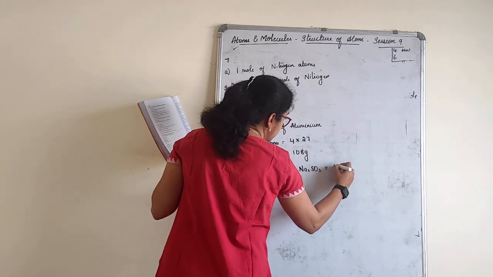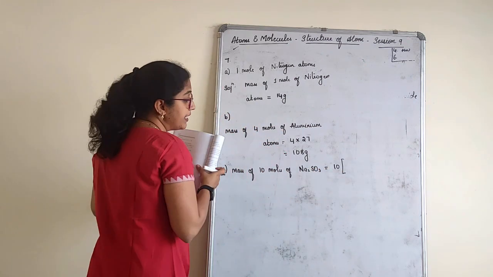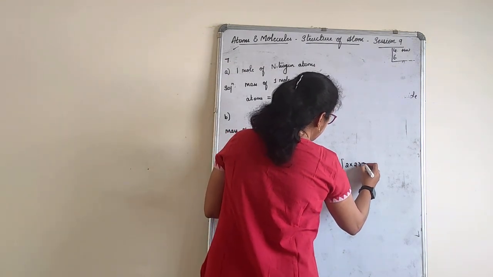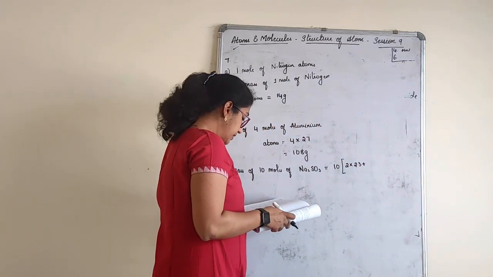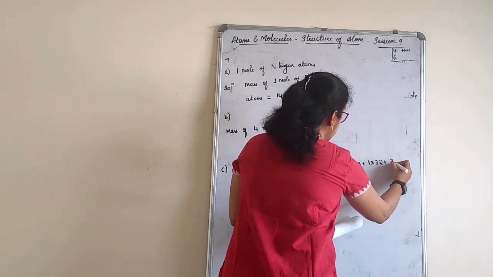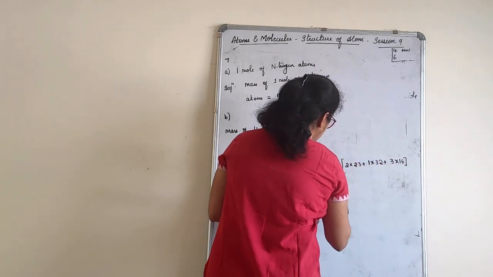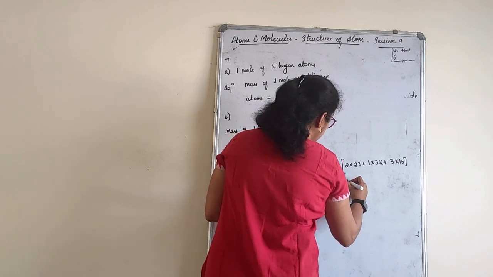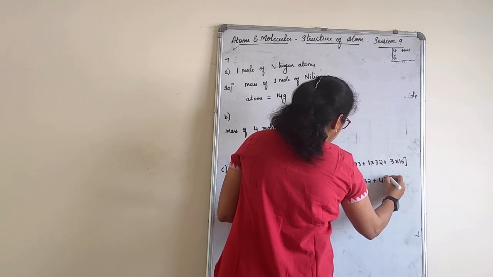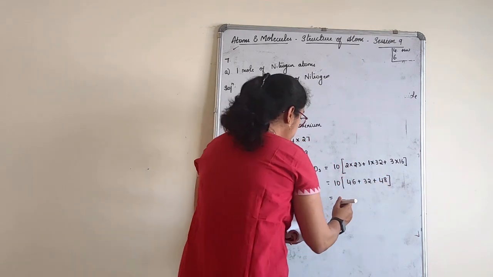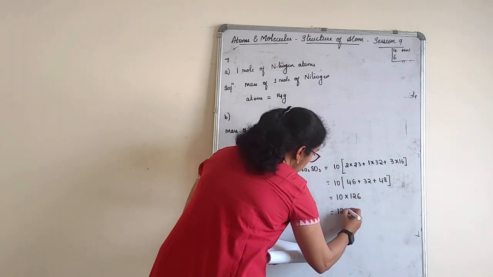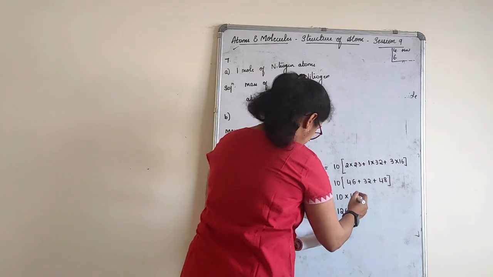Na2SO3, 10 as it is, you write first here, into sodium. How do you write? 2 into 23 plus what is for sulfur? Sulfur is 32. 1 into 32 plus oxygen is 16. 3 into 16. That is 10 of 46 plus 32 plus 48, which is nothing but 10 of 126. Answer is 1260 grams.